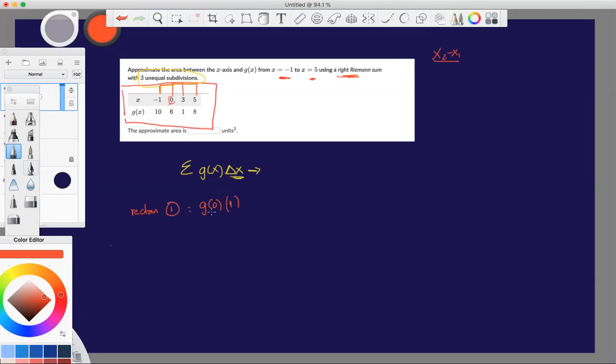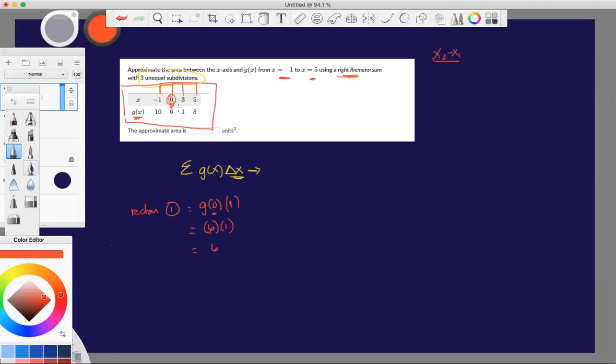If x is equal to 0, what's going to be your g sub x? 6. So you'll have 6 multiplied to 1. That's the area of our rectangle number 1. So that will just be 6.